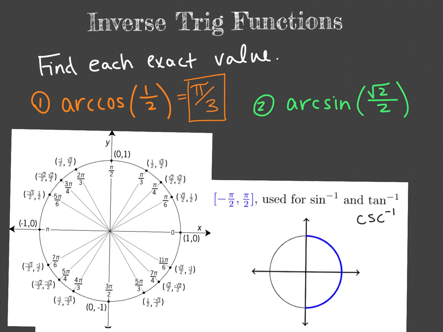Next up, we want to find the arcsine of root 2 over 2. Well, for arcsine, again, arcsine and sine inverse, those are the same thing. We are only looking in quadrants 1 or 4. So in quadrants 1 and 4, the positives would be in quadrant 1. So in quadrant 1, where is the sine root 2 over 2? At pi over 4. So the arcsine of root 2 over 2 is pi over 4.